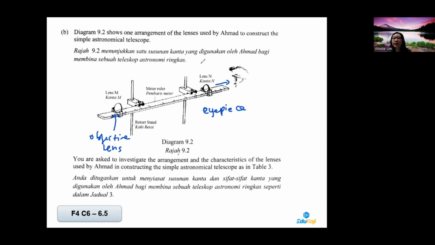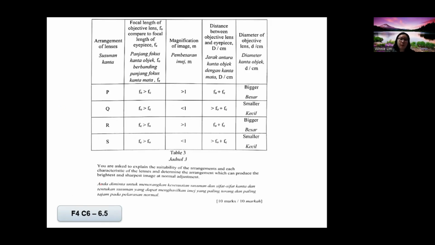So under optical instruments from Form 4, you will actually learn two specific optical instruments, which are the telescope and also the microscope. You are asked to explain the suitability of the arrangement of each characteristic of the lens and determine the arrangement which can produce a bright and sharp image at normal brightness. Okay, so the idea of this telescope is generally kind of easier to get.